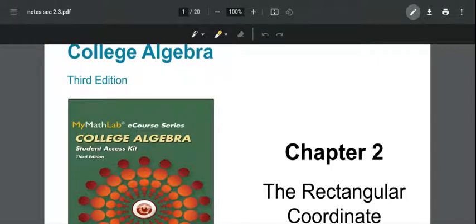Okay, hello guys. So this is the video from section 2.3. Section 2.3 is about the slope of a straight line and different forms of writing the equation of a straight line.